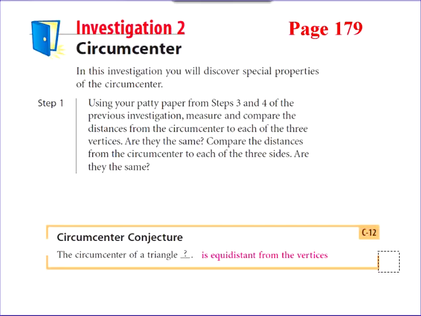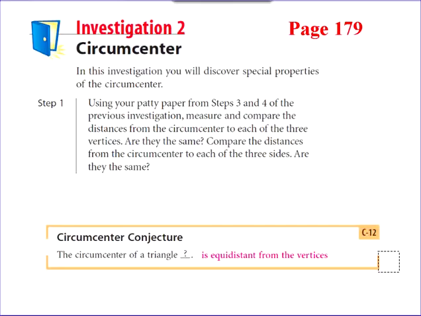Now what I want you to do is take your compass. This is step 2 on that investigation at the bottom of page 179. You're still on the second patty paper. Put your compass where the circumcenter is and open your compass to one of the vertices. Doesn't matter which one.